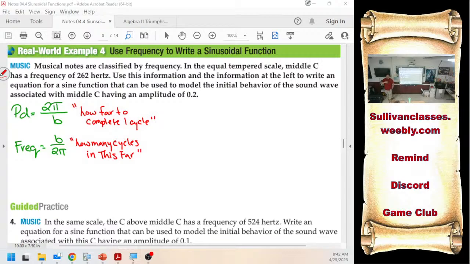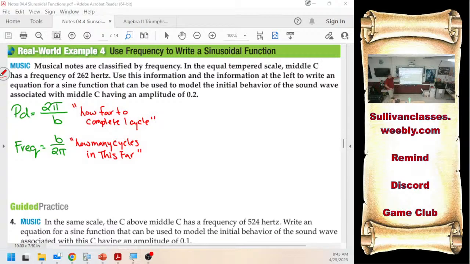And I say that because you can always reduce it. So if I do b over 2 pi and just leave it, it's how many cycles I will complete in a 2 pi distance. You see where you could reduce that down, like say it was 6 over 2 pi. I would reduce that down to say there's 3 cycles per pi distance.